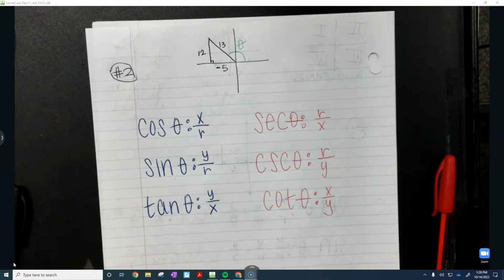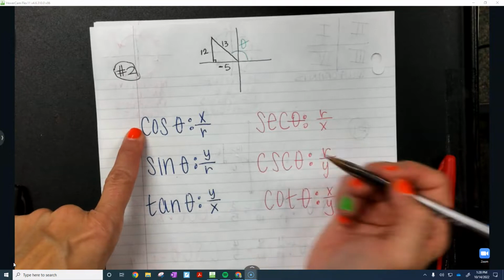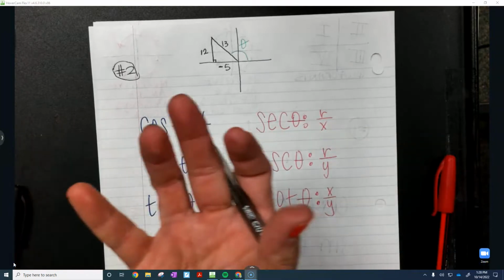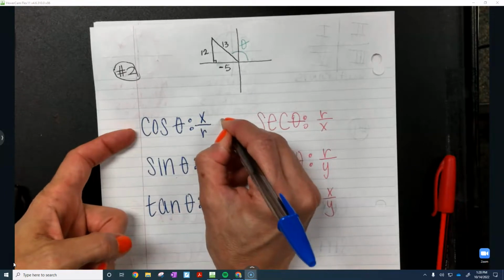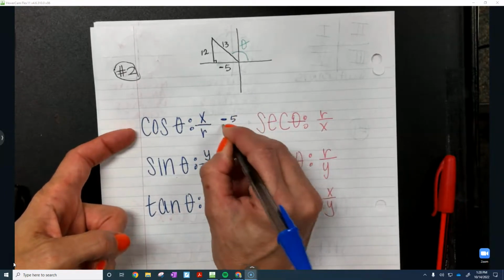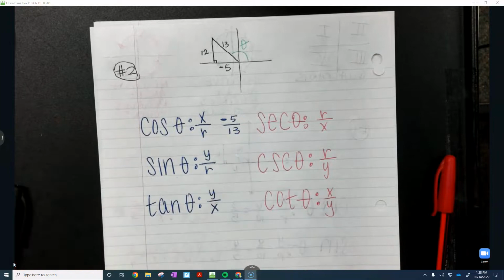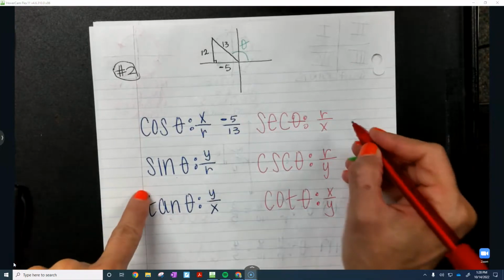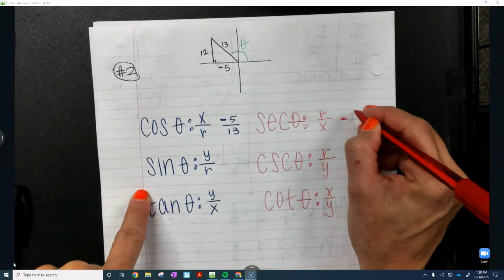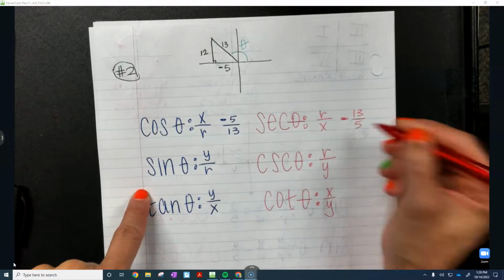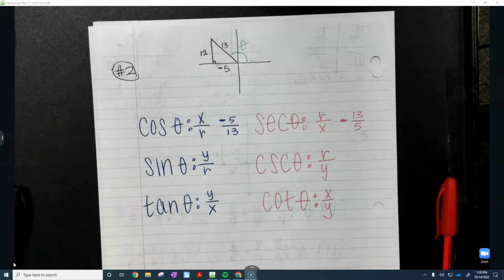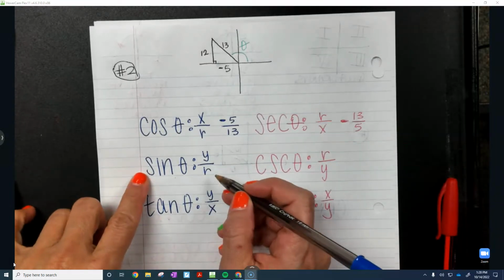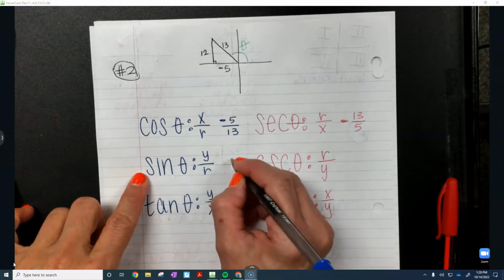All right, let's fill in these numbers, guys. Cosine is X over R. The negative goes with it. So the ratio for cosine is negative 5/13. The secant for theta is negative 13 over 5. So the negative goes with it. We're going to have negative answers. Negatives are important, actually. Your sine for theta is just going to be 12 over 13.